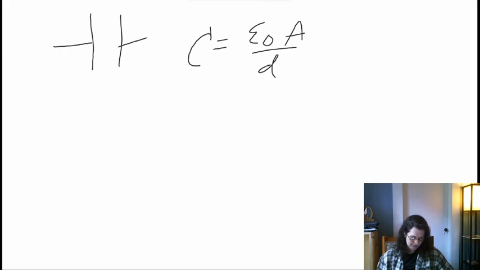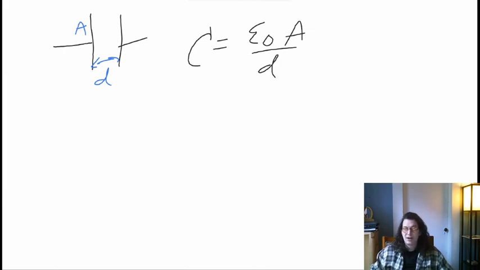So again, just to label these here, the plates are going to have an area A, and there's a separation d, and it's actually just the physical dimensions of the capacitor that tells you how much capacity you can store. Obviously, as the plates get closer, the capacitance is going to go up. As the plates get larger, the capacitance will also go up.